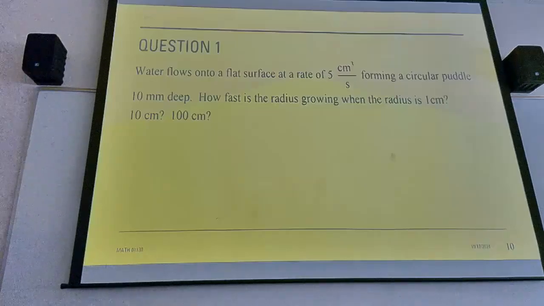Water flows onto a flat surface at a rate of 5 cubic centimeters per second, forming a circular puddle 10 millimeters deep. We want to determine how fast the radius is growing at 3 values for the radius: 1 centimeter, 10 centimeters, and 100 centimeters. It is first generally good to list out what you know, so what you're given, and what you want to find.